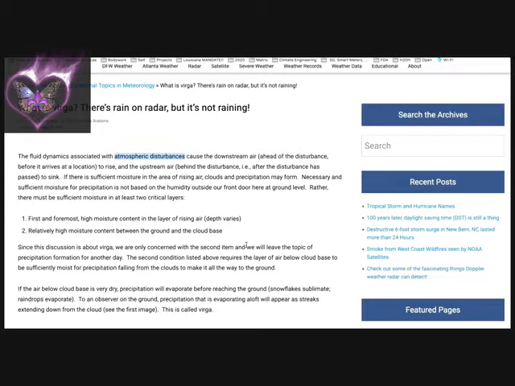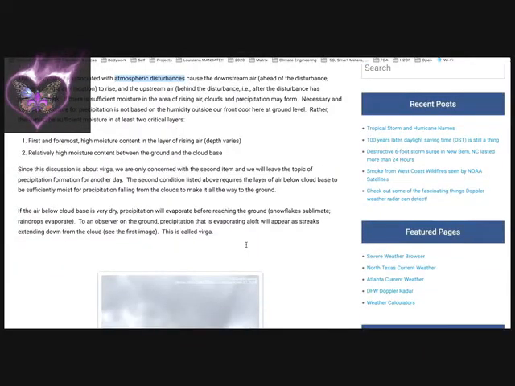So if there is sufficient moisture in the area of rising air, clouds and precipitation may form. Necessary and sufficient moisture for precipitation is not based on the humidity outside our front door here at ground level. Rather, there must be sufficient moisture in at least two critical layers. First and foremost, high moisture content in the layer of rising air. Depth varies. Second, relatively high moisture content between the ground and the cloud base. Since the discussion is about virga, we are only concerned with the second item, and we will leave the topic of precipitation formation for another day.